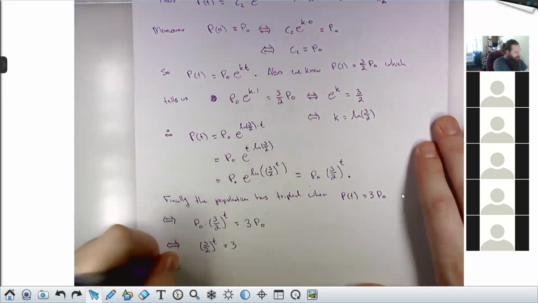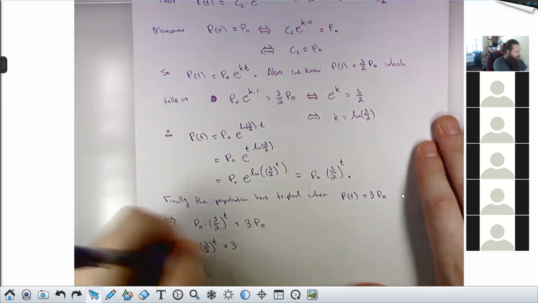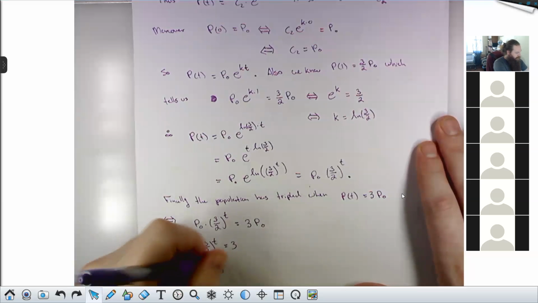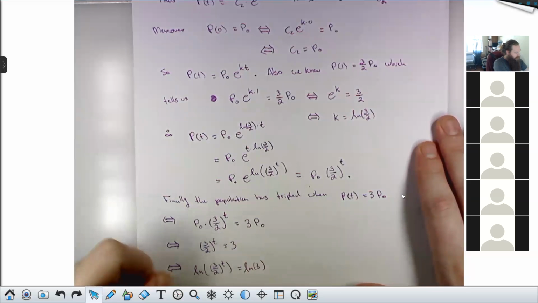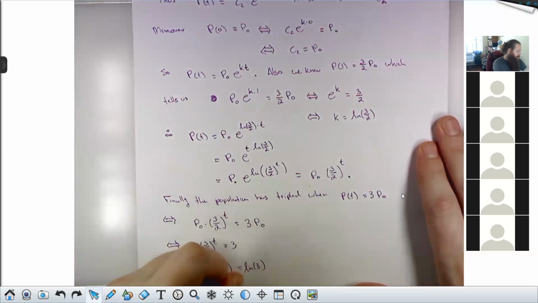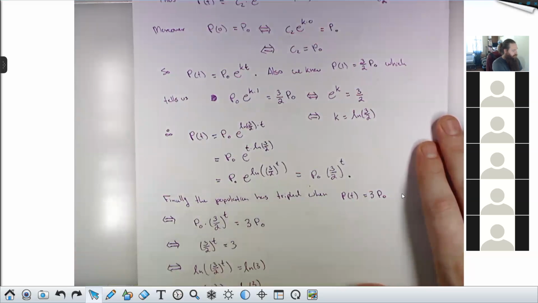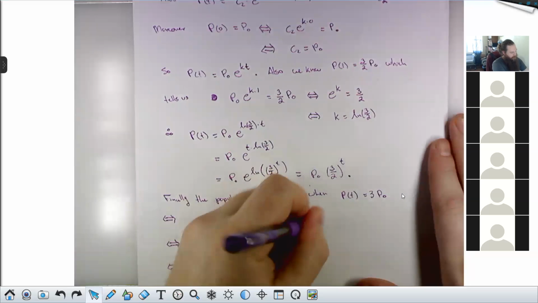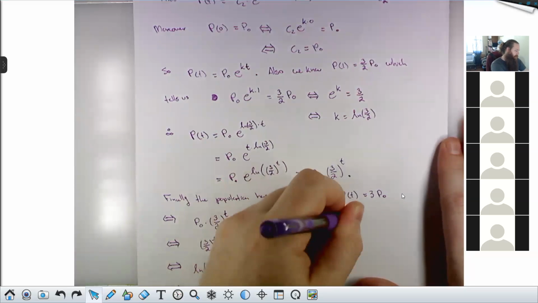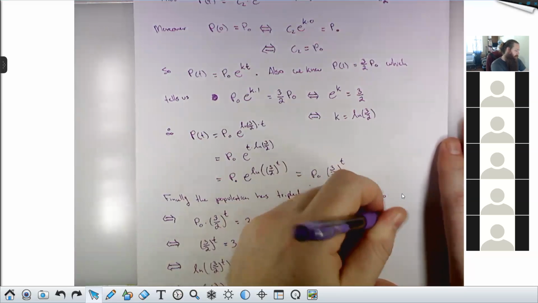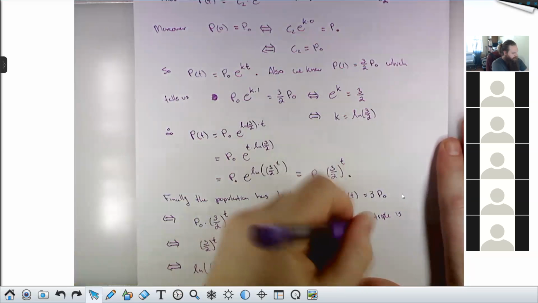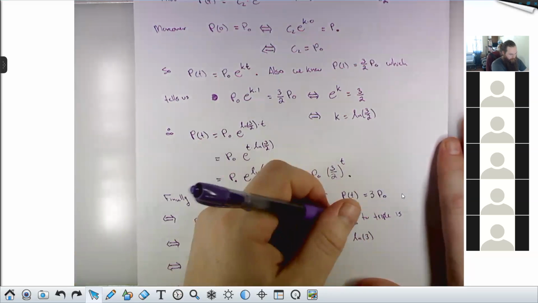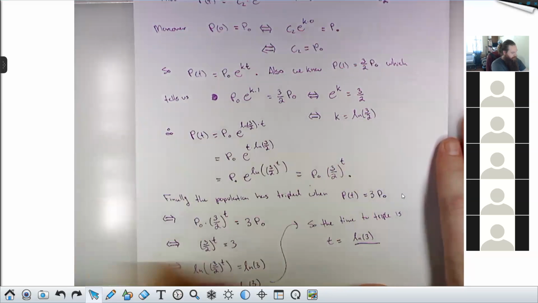Take the natural log of both sides. The left-hand side becomes t times the natural log of 3 halves. So the time to triple is, now we divide both sides by the ln of 3 halves. We get the ln of 3 divided by the ln of 3 halves.